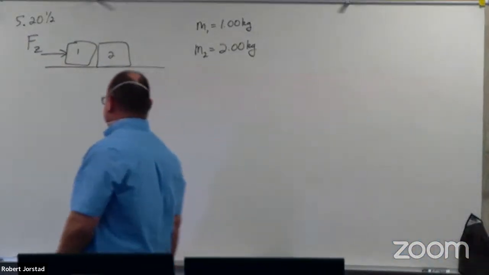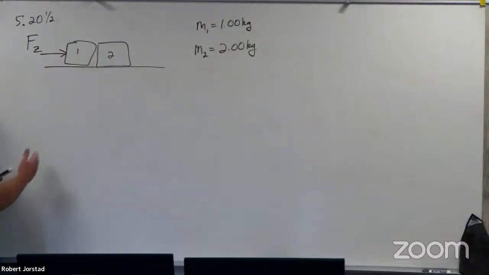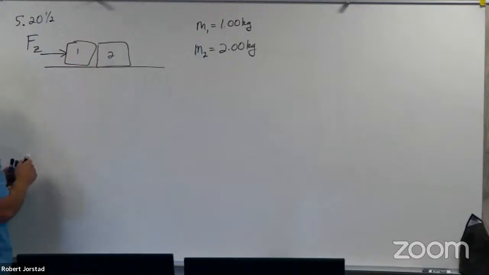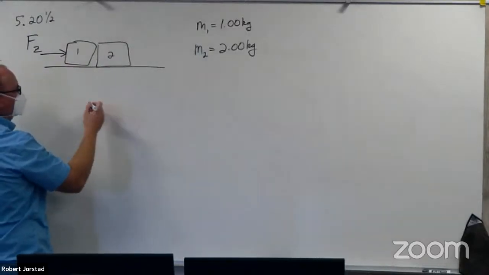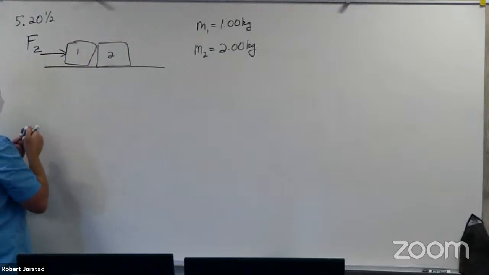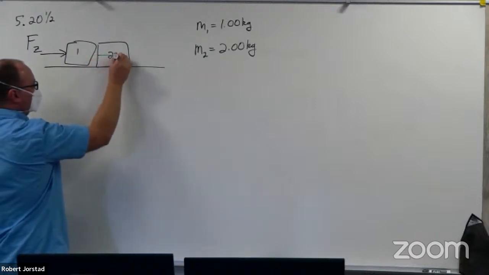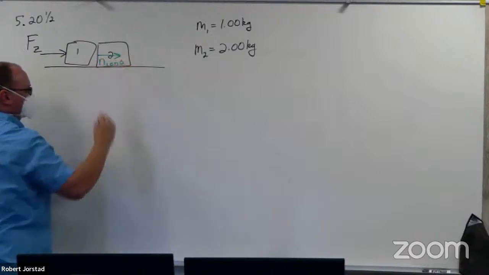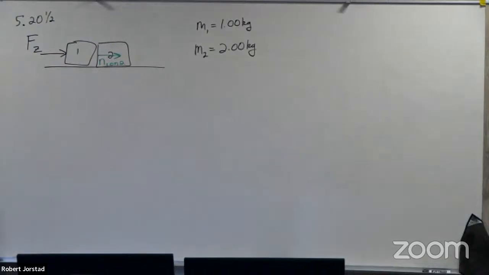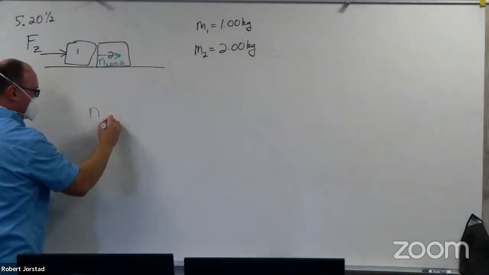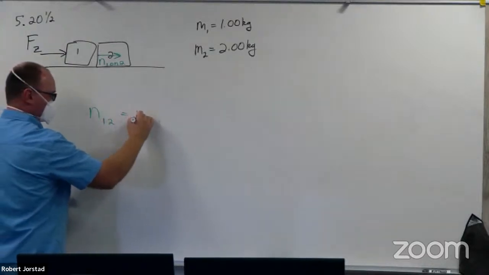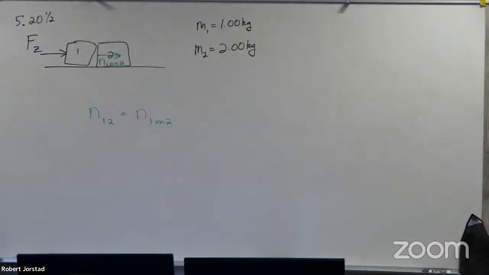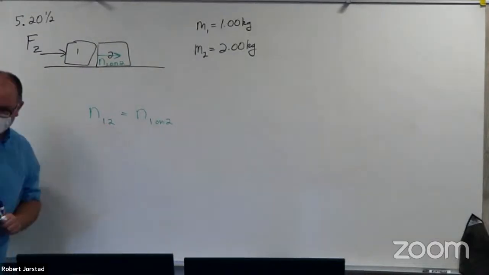I'm going to introduce some of the notation here. So between these two blocks, there's a surface. So there's a normal force. So we could draw, in this case, you could imagine there's a force this way, which would be the normal force of 1 on 2. Sometimes I'm going to call this N12. Just take out the word on. So the second one is the object that it's acting on.